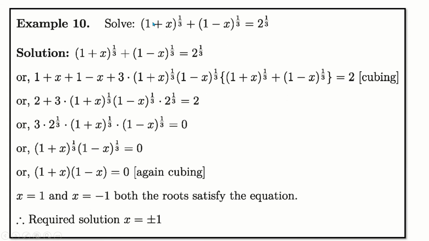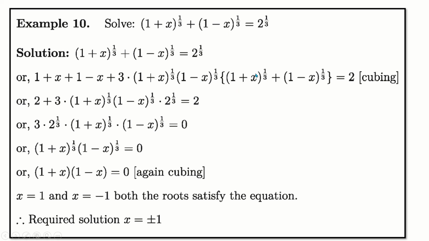Number 10, most important, this is the given condition. Okay, now cube on both sides, as here it is given 1 by 3, so we have to cube on both sides. As a result, here will be a cube plus b cube plus 3ab into a plus b. We know this formula. So cube means 3 and 1 by 3 cut, here will be only 1 plus x, here will be 1 minus x, plus 3 into 1 plus x to the power 1 by 3 into 1 minus x to the power 1 by 3.